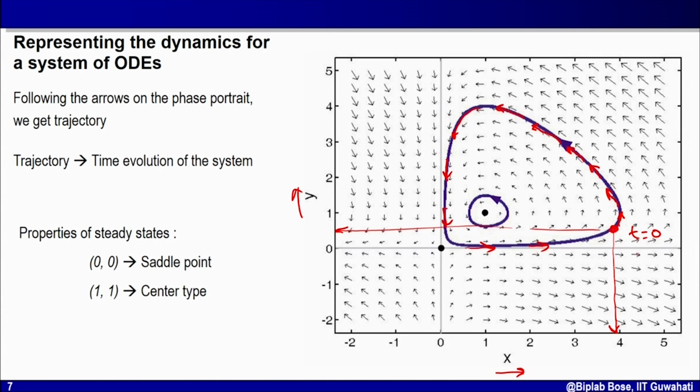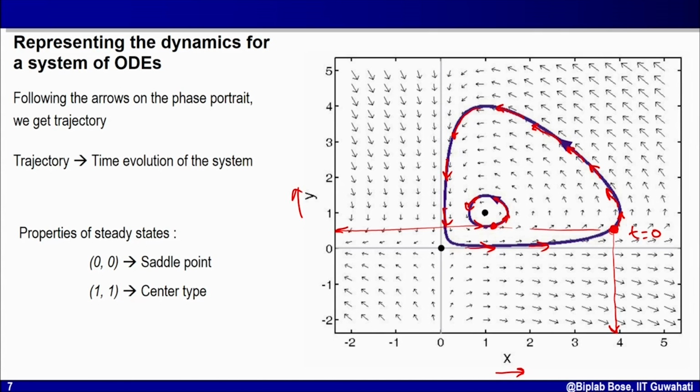So if I start at this particular point at t equal to 0, I will follow this closed loop path and come back to the same position. You can start at another point here, and you will follow the arrows, and the arrows are telling me that I will follow a closed path like this.